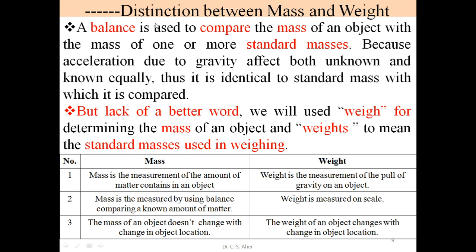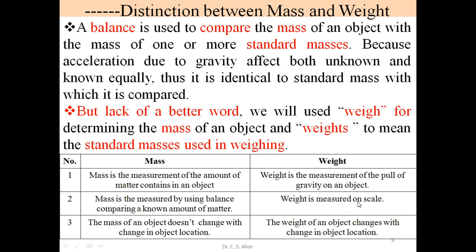And the last point is the difference between mass and weight. What is the first point? Mass is a measurement of the amount of matter contained in an object. Weight is a measure of the pull of gravity on an object. Second point, mass is measured using a balance, comparing a known amount of matter. So these balances are used in comparing the object's mass with a standard known mass.